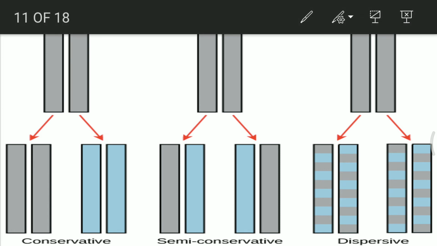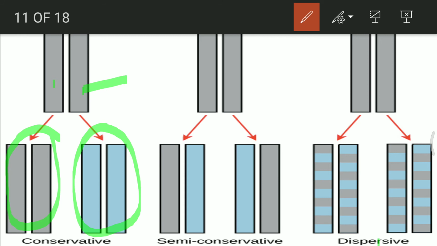You all can see, conservative nature of DNA means whatever the parent is, the parental condition will be maintained. If this is from mother, this is from father, then the child will have either the characters of mother or the characters of father. There will be no intermixing possible. But in semi-conservative nature of DNA, we see that it is not like that. Here, the parental strand is definitely present everywhere. But whenever the complementary is being formed, that is the new strand.